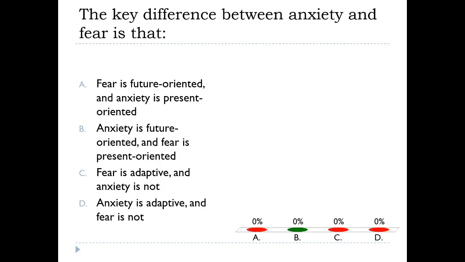Okay, obviously you don't see percentages here, but you can see that B has the green response column. So anxiety is future-oriented while fear is present-oriented. C and D are false because both fear and anxiety can be adaptive in some instances.